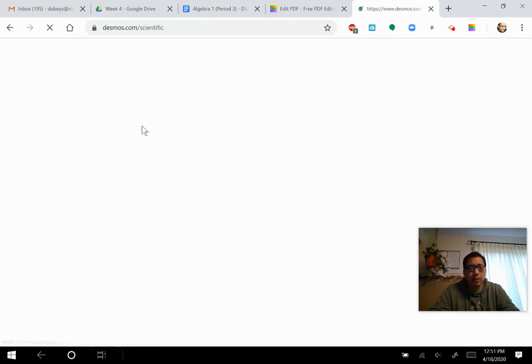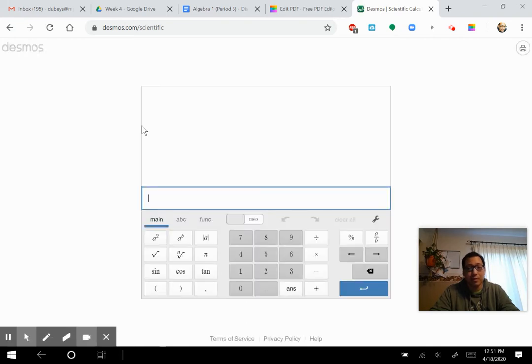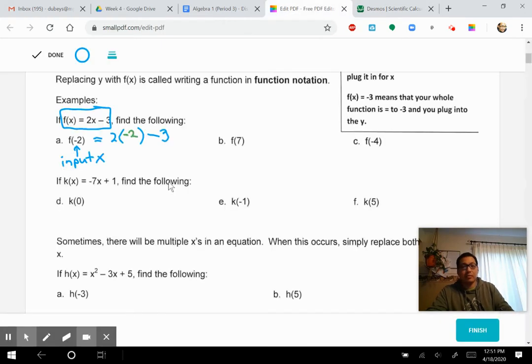They also have an app for your phone, or I'm sure you have calculators on your phones in some form. But I could plug this in here, 2 times negative 2 minus 3, and it says, oh, there's my output, equals negative 7. So let me go back to here. So our output, what this equals, is negative 7. That's our answer. I'll just write here output just so we know.